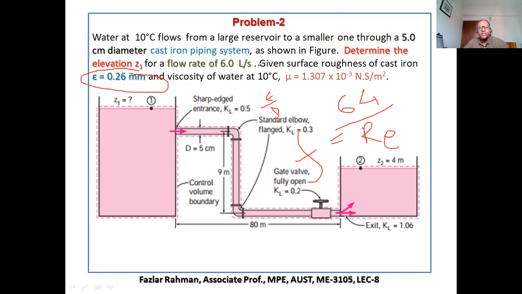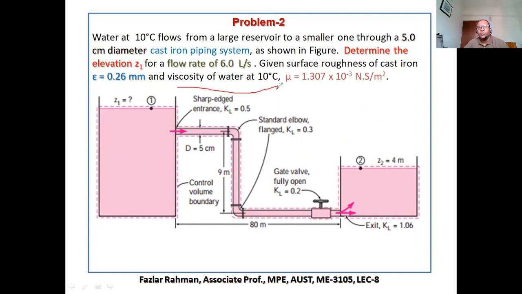So in that case, epsilon by D, epsilon 26 millimeter, you need to convert to centimeter. Diameter is given in centimeter, or this diameter needs to be converted to millimeter. Make sure upper and lower have the same unit. Okay, so surface roughness is given. Then what is given? Viscosity of the water is given right over here. Why is viscosity given? Because you need to figure out the Reynolds number.